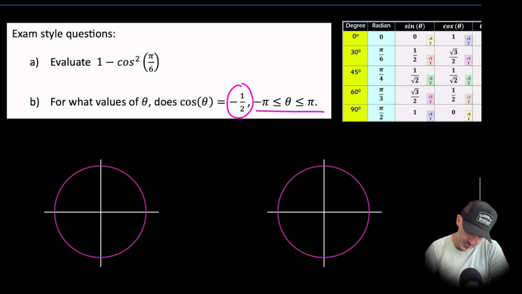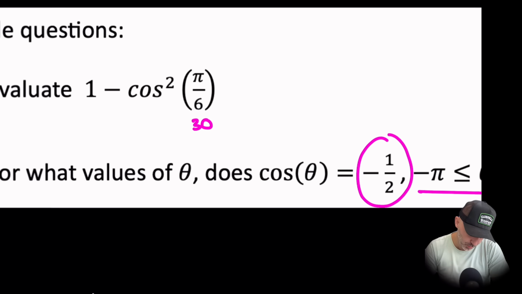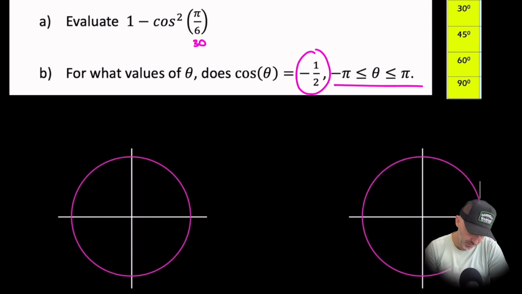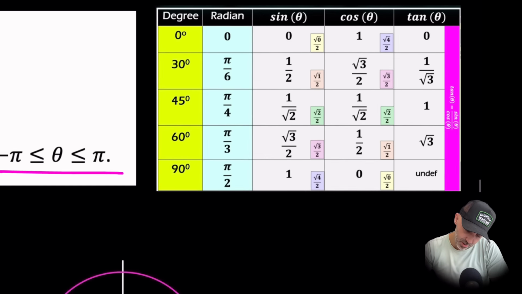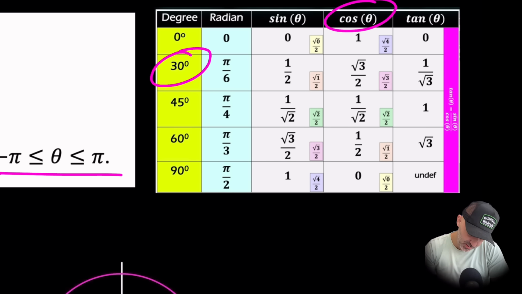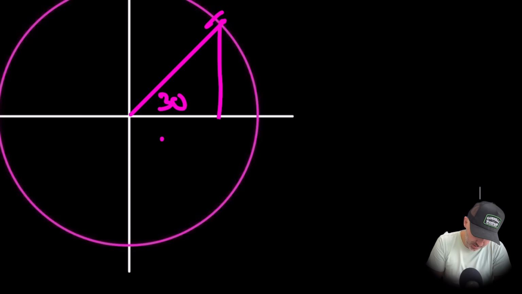So let's just start with part A. It says evaluate 1 minus cos squared pi over 6. For those of you working in degrees, pi over 6 is 30, so we don't actually need the unit circle for this. If we know what cos 30 is, let's just draw it on so we can see. Okay, so that's 30. And cos of 30, going over to our exact values, is root 3 over 2. So that means this horizontal distance here was root 3 over 2.